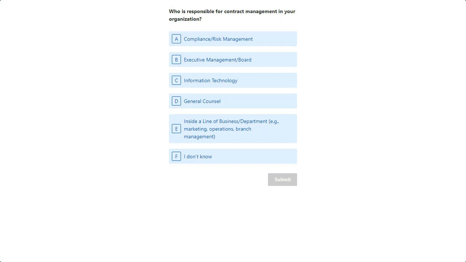This poll question is, who is responsible for contract management in your organization? Compliance or risk management, executive management or the board, information technology, general counsel, it lies inside a line of business or department such as marketing, etc., or you don't know.